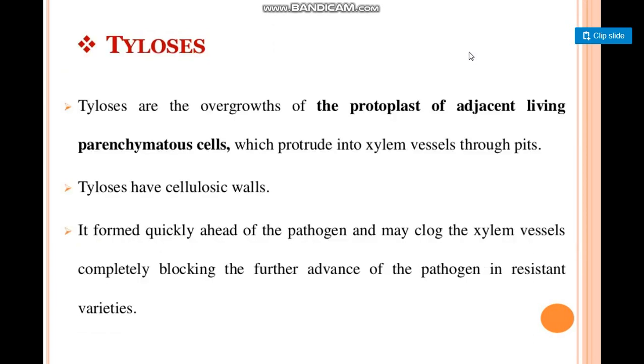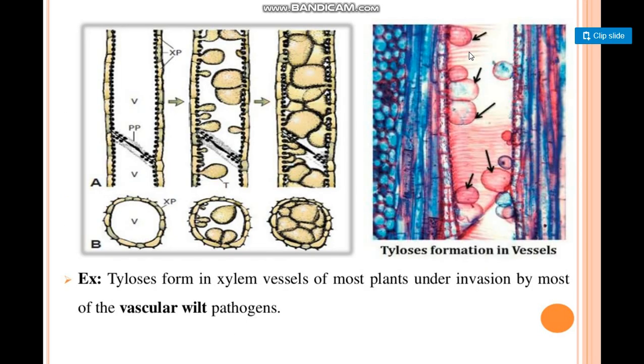Tyloses are the overgrowth of the protoplast of adjacent living parenchymatous cells, which protrude into xylem vessels through pits. These have cellulosic walls. They form quickly ahead of the pathogen and may clog the xylem vessels. Tyloses form in the xylem vessels of most plants under invasion by most of the vascular wilt pathogens.